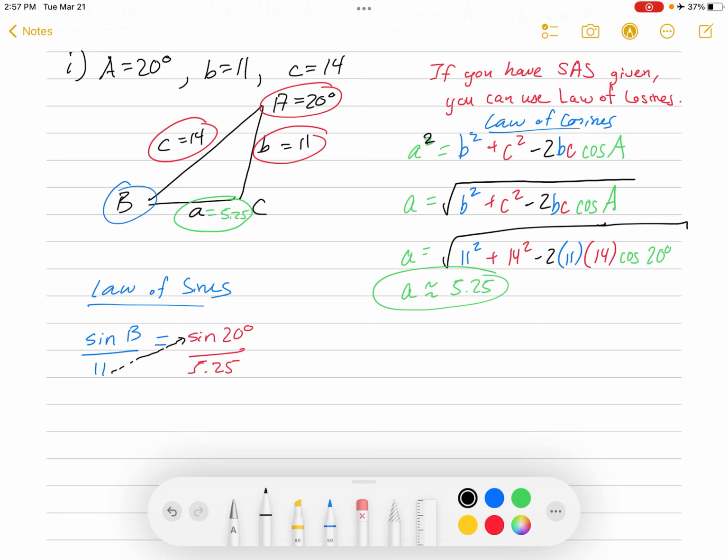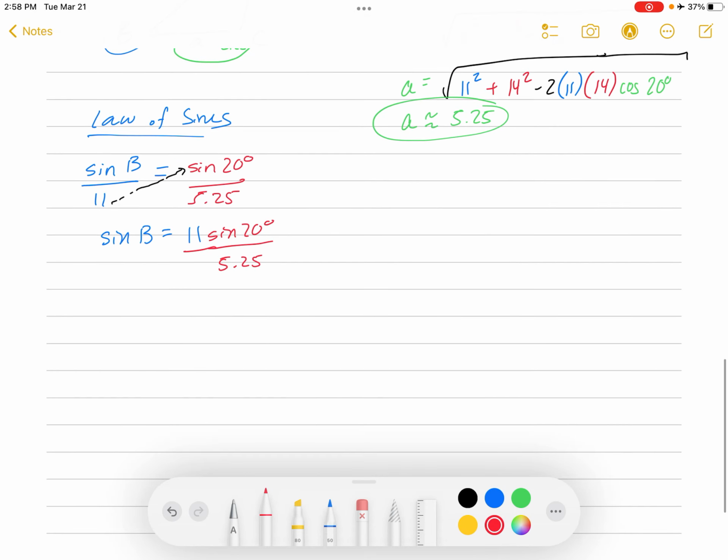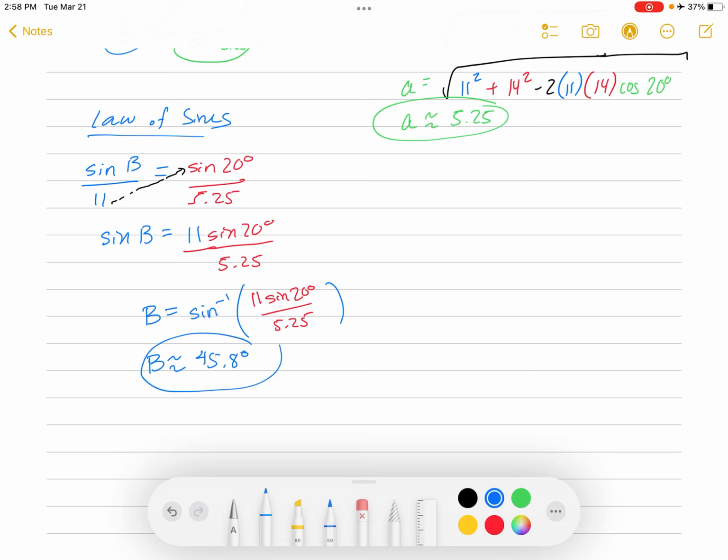To solve that, I'm going to bring the 11, cross multiply that up. I'm going to get sine of big B equals 11 times the sine of 20 over 5.25. And finally, to find big B, get rid of the sine on the left, you take it to the right, it becomes the sine inverse of 11 times the sine of 20 over 5.25. And when I did that, I got approximately, let's go to 1 decimal place on our angles, 45.8 degrees.